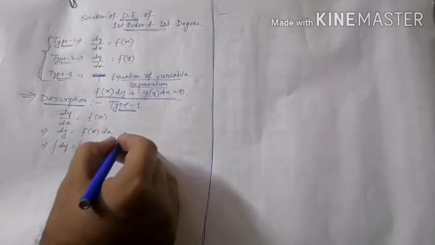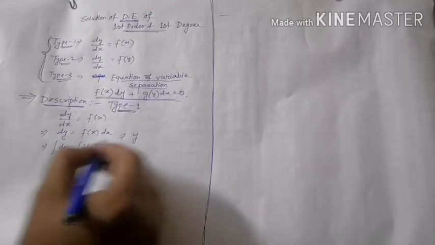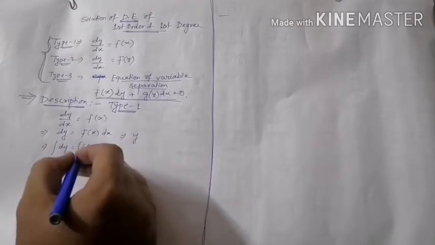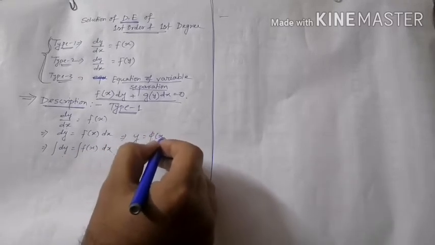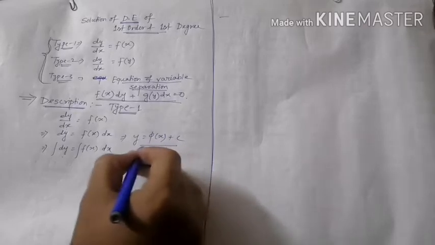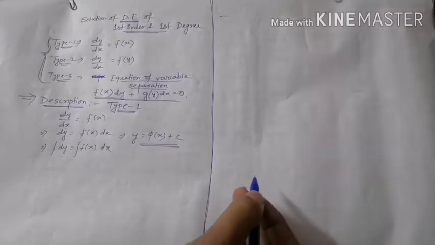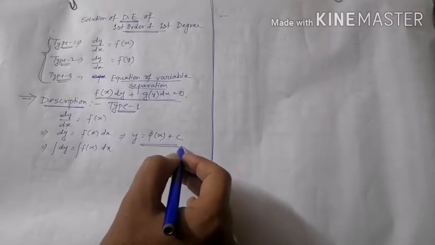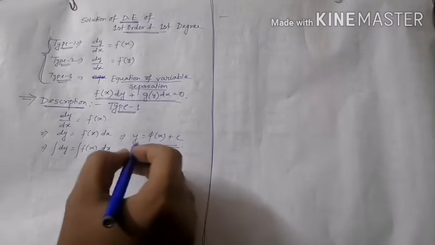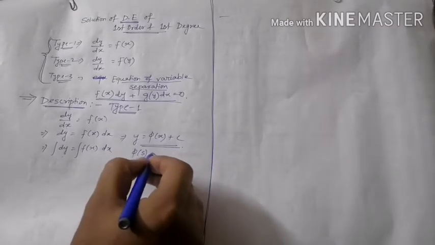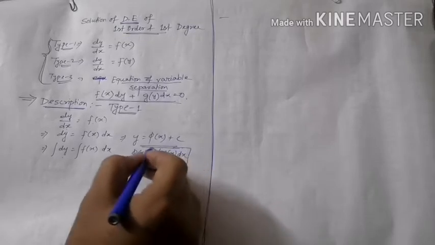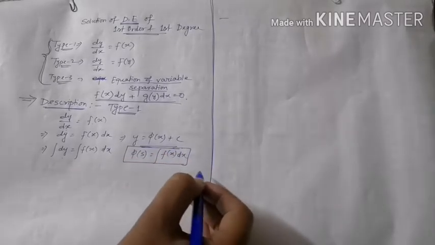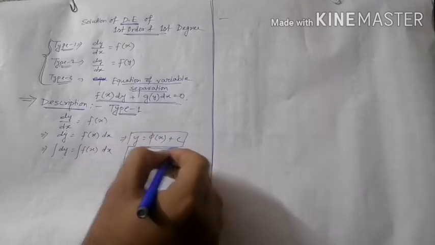By integrating this we can get the integration of dy equals y, and the integration of f of x dx we can take as phi x. Due to that it is indefinite integration, so there will be a constant term, that is c, where phi x equals the integration of f of x dx. So this is the solution of type 1.